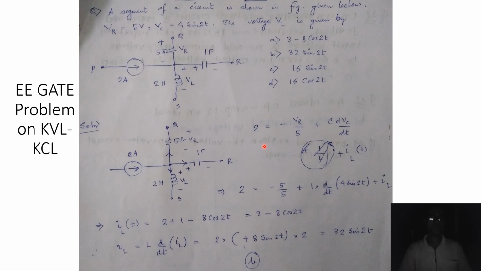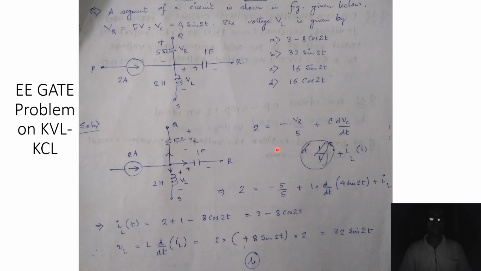And therefore we can mathematically formulate this equation as follows. So this is the incoming current 2, and it must be equal to this current. So this is given by negative of VR divided by 5. Especially note this sign, that it's negative followed by positive. So this is minus VR divided by 5, plus we know that the current through a capacitor is given by C times dVc/dt, where Vc is the voltage drop across the capacitor, and let's assume that this current is called I sub LT.